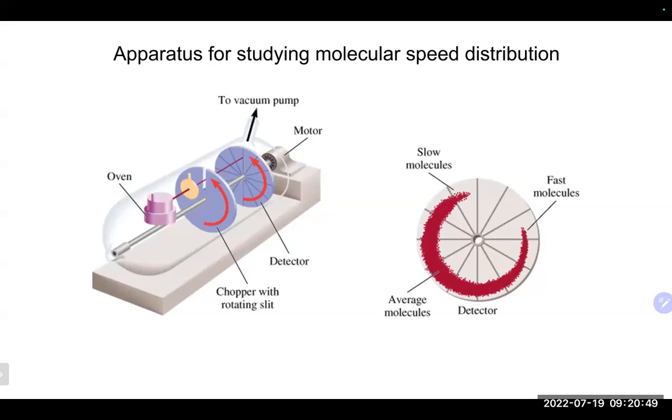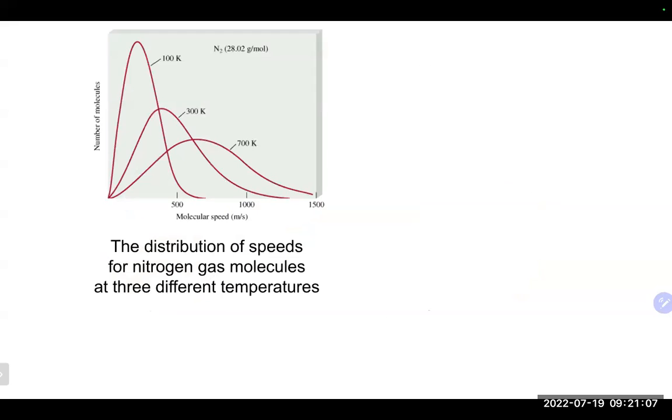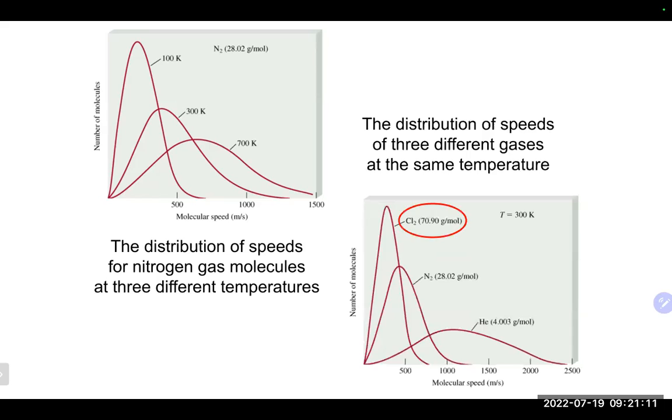So speaking a little bit about this, we're going to talk about how we can figure out how fast, for example, gas molecules are moving. There's an apparatus such as this to study it with some spinning wheels as they detect, and the faster molecules hit it, while the slower molecules all kind of combine together. And that brings us to what we see here in a couple of these graphs.